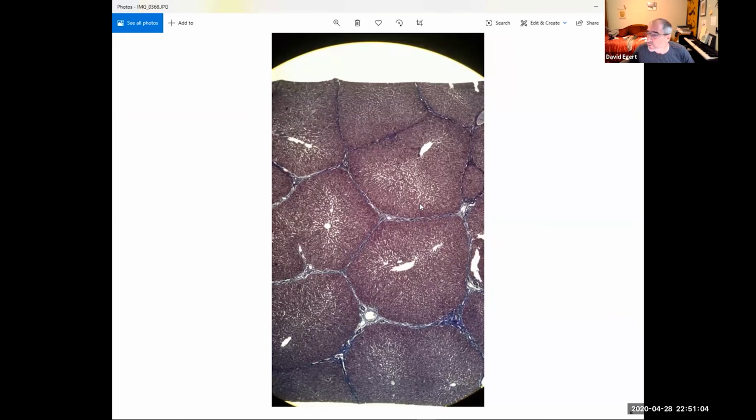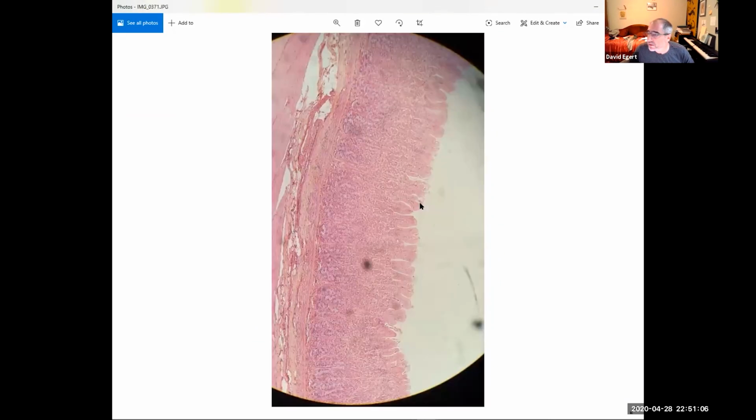We'll do liver. This is liver. We'll do liver later.